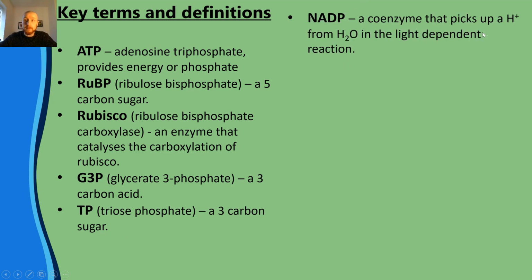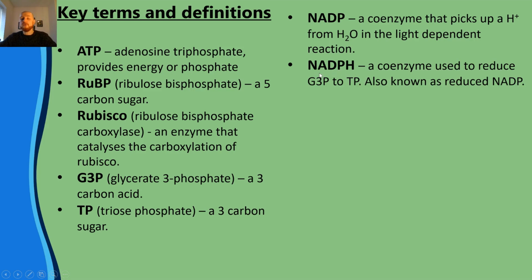NADP is a coenzyme that picks up a H plus ion, so a proton, from H2O in the light-dependent reaction. Next of all, we have NADPH, which is a coenzyme used to reduce G3P to TP, so glycerate-3-phosphate to TP. And that's also known as reduced NADP.